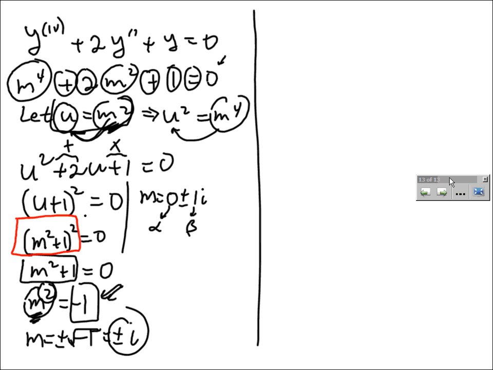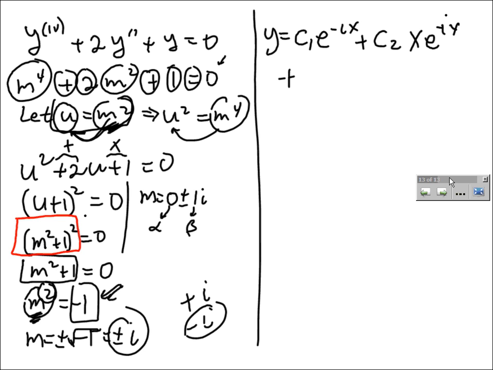So we have two answers. So y, with 2 roots, is equal to c1 e to the negative ix. But since it has multiplicity of 2, I'll have plus c2 times x e to the negative ix. And then I have, that used the negative i.